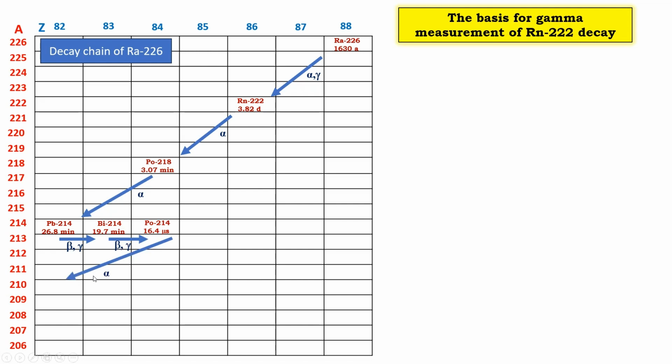Following an alpha particle emission, lead-210 is created, which emits beta radiation, is transformed into bismuth-210, and then further on to polonium-210, which finally ends up in lead-206. We are interested in radon.